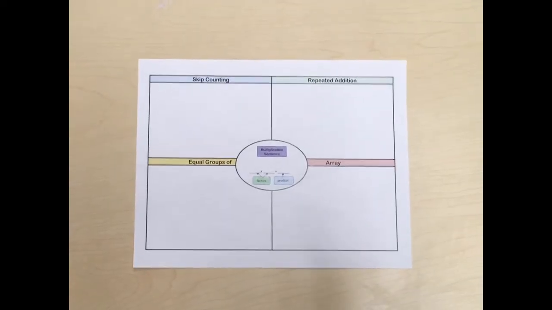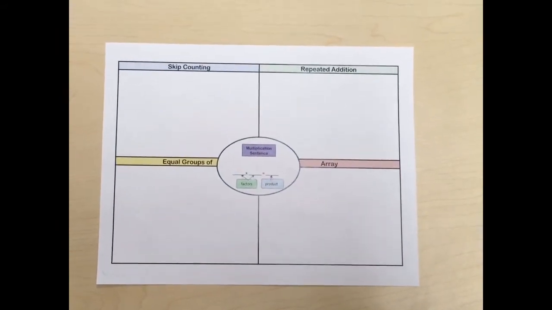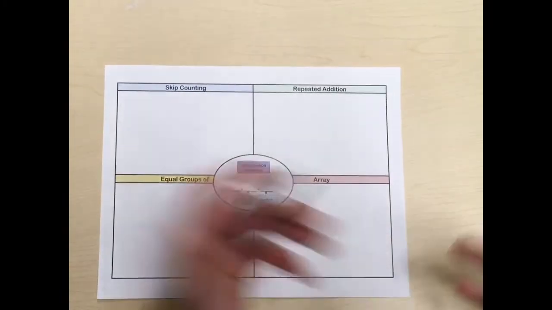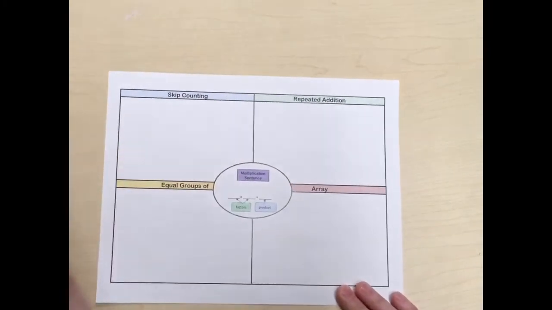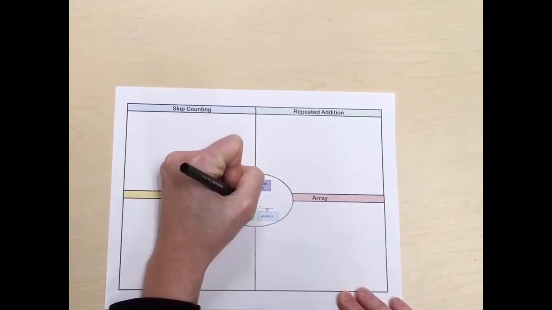Okay, so here's our multiplication mat, and often what I'll have them do is take 2 dice and roll the dice, and they'll have 2 numbers that they can build their math sentence with. So let's just say that they rolled a 3 and a 4. So those are our factors. I would have 3 equal groups of 4.